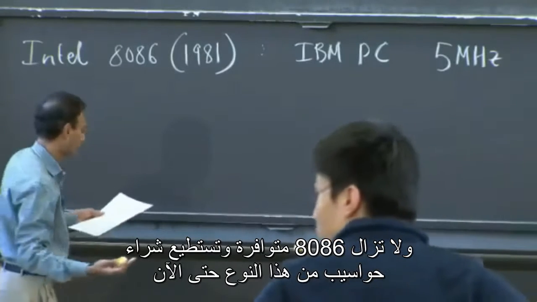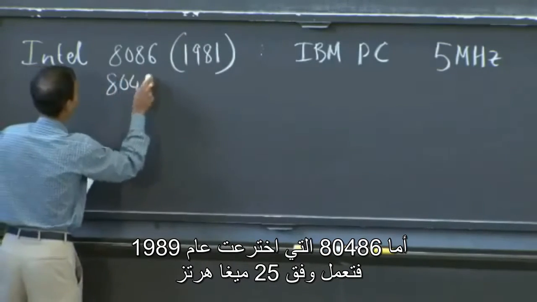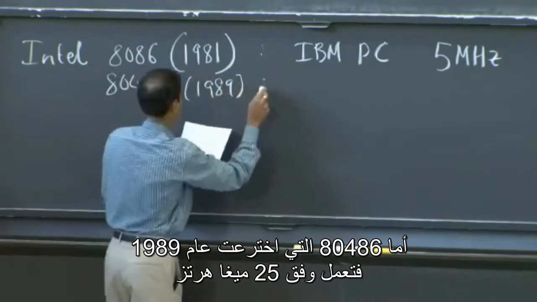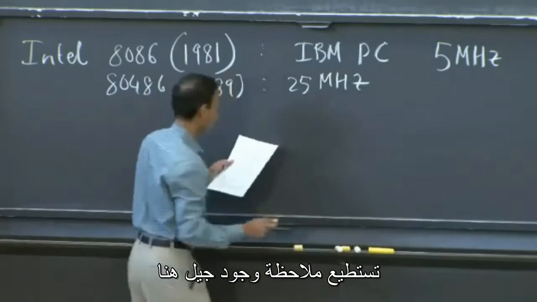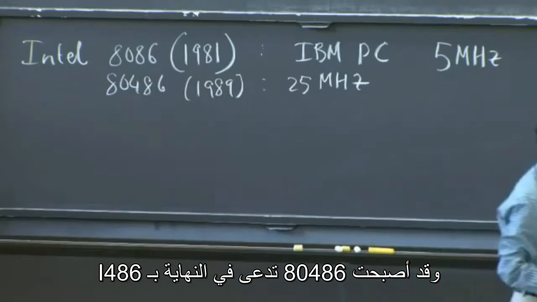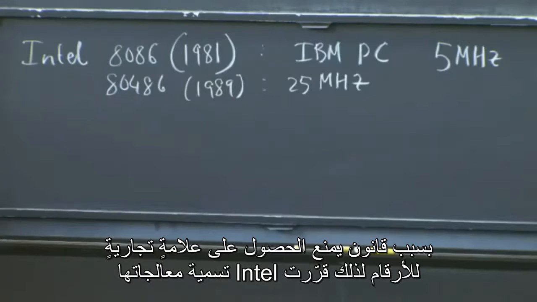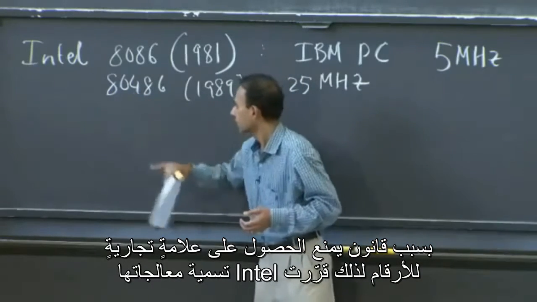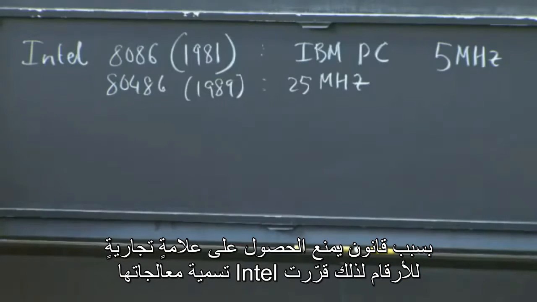And x86 has been around. You still can buy x86 computers. The 8486 in 1989 ran at 25 megahertz. So you can see a trend here. And the 8486, as it turns out, ended up being called the i486 because there was a court ruling that said that you couldn't trademark numbers. And so Intel at that point decided to start naming their processors.